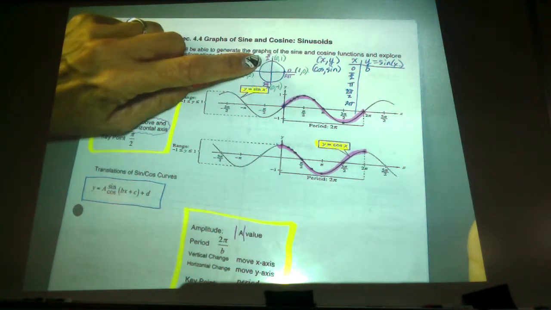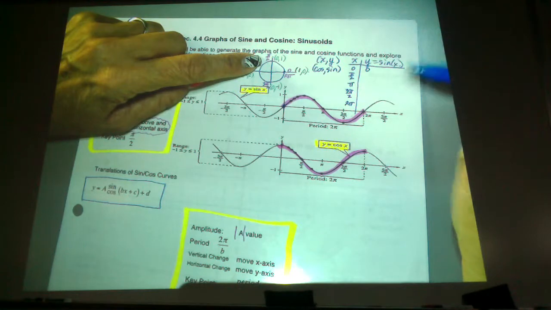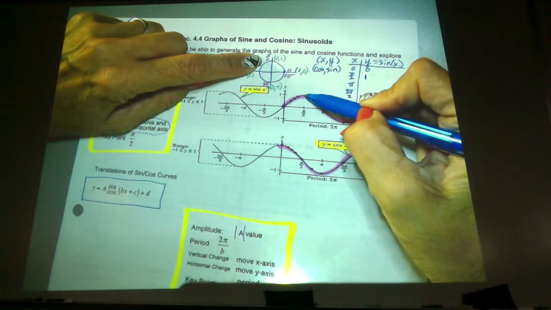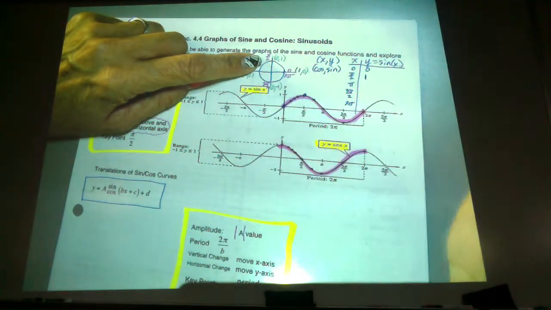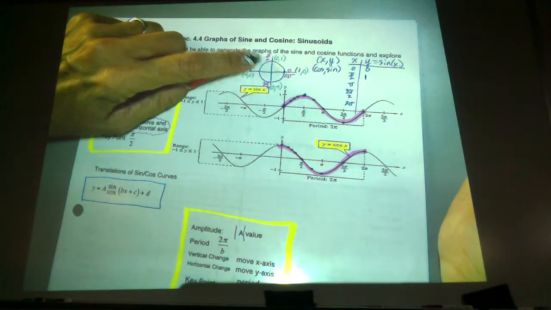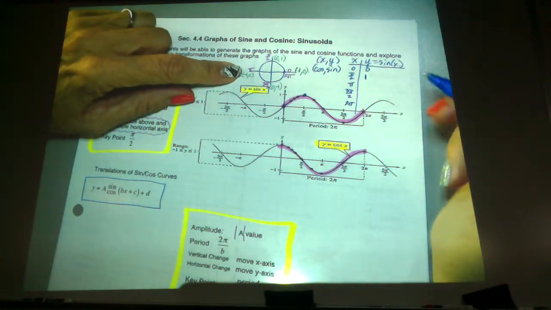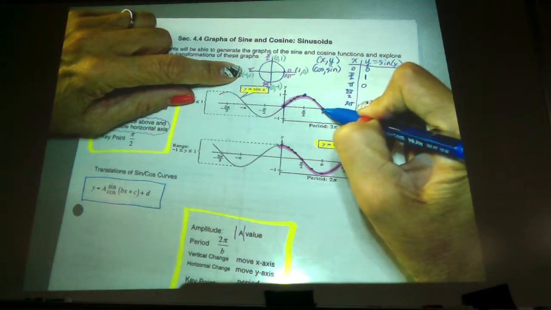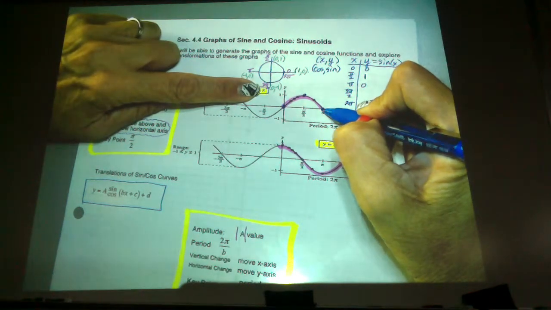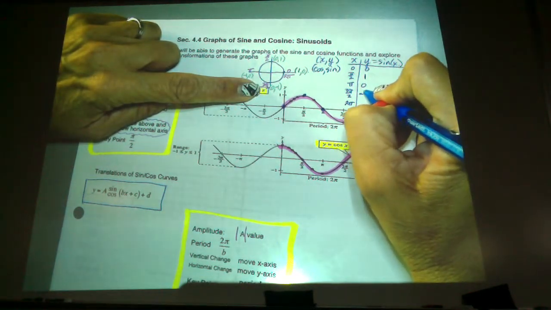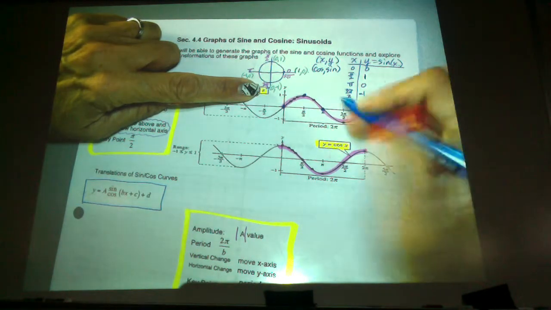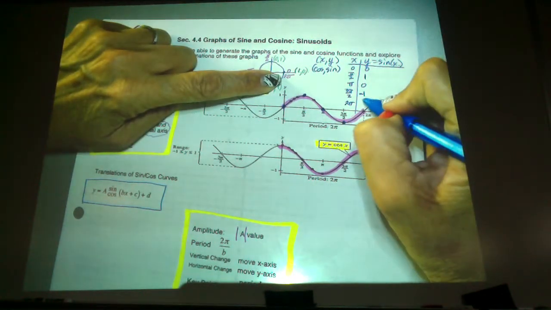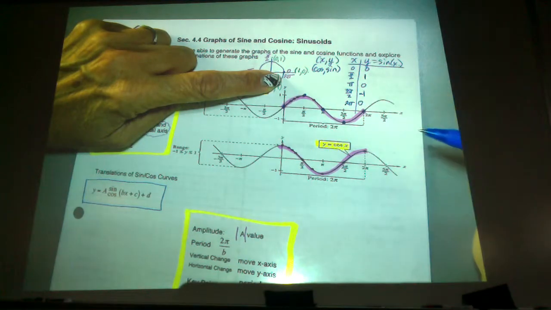Then we move along the circle to pi over 2. At pi over 2, what's the sine value? 1. So at pi over 2, I'm going to go all the way up to a y value of 1. So there's that point there. Then we come to pi. What's sine? 0. So at pi, I'm back at the x-axis at 0. There's that point there. Come around to 3 pi over 2. What's sine? Negative 1. So we finally dip down below the x-axis to a y value of negative 1. And finally we come back to 2 pi to a sine of what? 0 again. And that rounds it out.